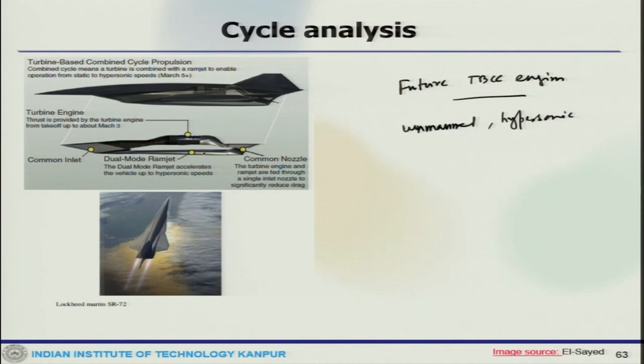Again, what you see here is an over-under configuration. Here is the turbine engine, here is the dual mode engine, and it will be based on the turbine TBCC cycle. The turbine engine will be used initially to take off up to Mach 3, and then this dual mode ramjet engine will accelerate the vehicle to hypersonic speed. So, the turbine and the ramjet engine share a common inlet that provides air supply to both, and also they have a common nozzle which is here. So, you can see this conceptualized, futuristic vehicle.